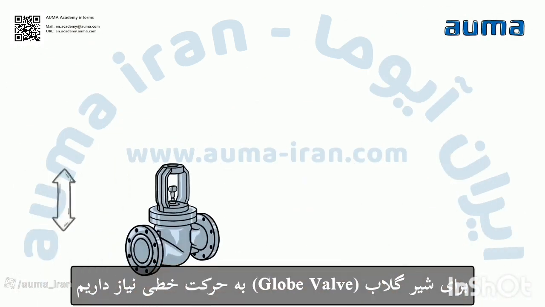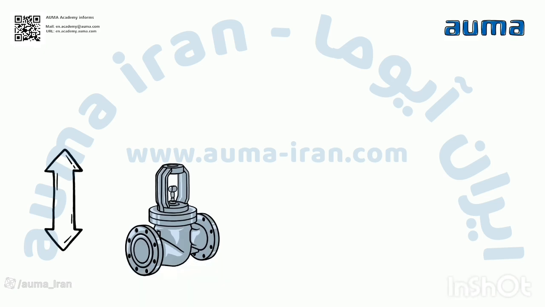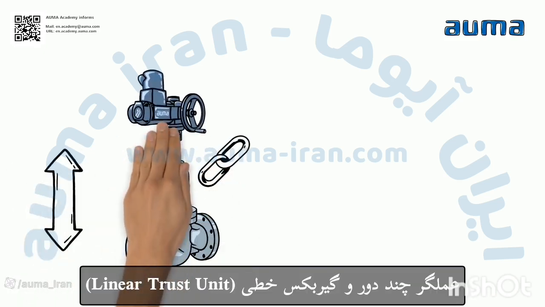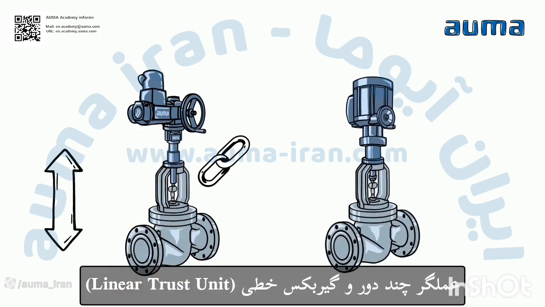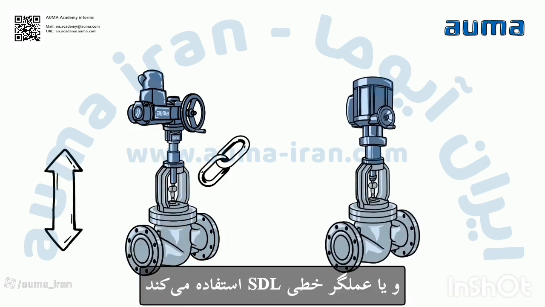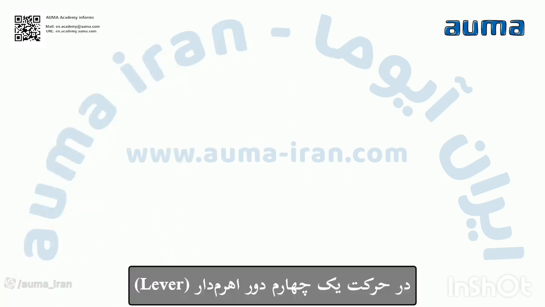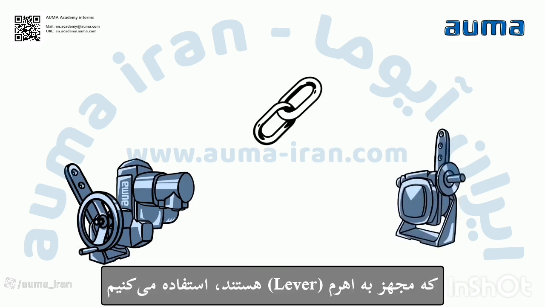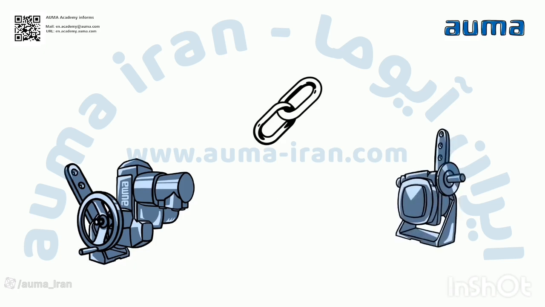Linear movement is required for globe valves. This is made by AUMA using a combination of a linear thrust unit and a multi-turn actuator or an SDL actuator. Part-turn movements with lever are always made by a combination of a part-turn actuator or gearbox equipped with a lever arrangement.